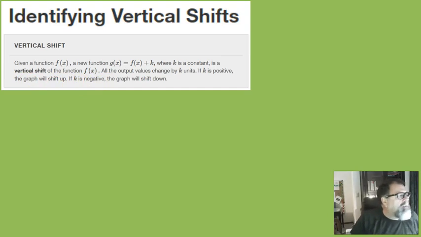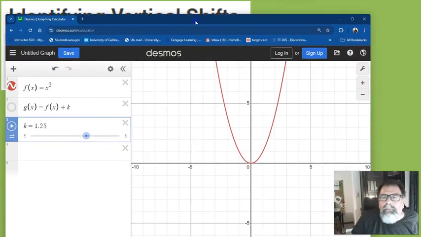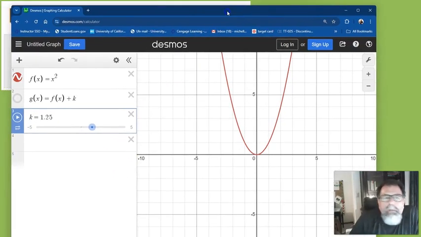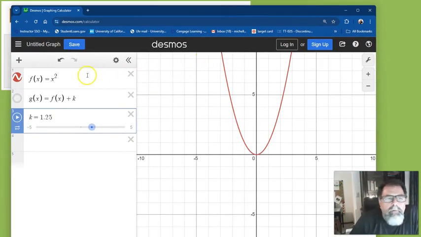All right, so the shift is the most basic transformation. It doesn't change the shape of the graph at all. So here's one of our toolkit functions that we should know how to graph really well: f of x equal to x squared, which makes this parabola.